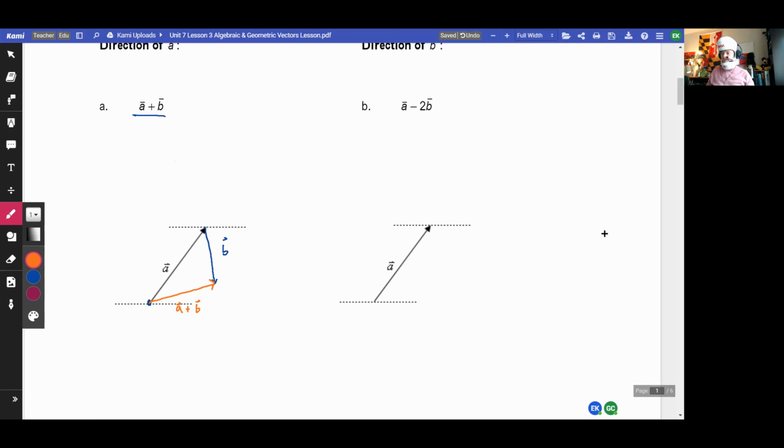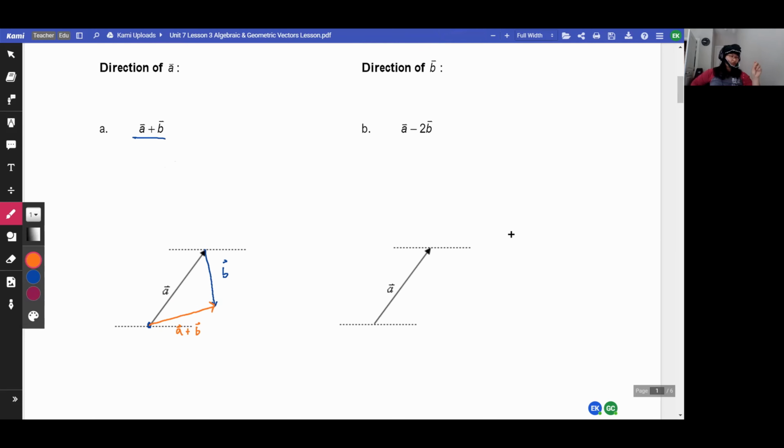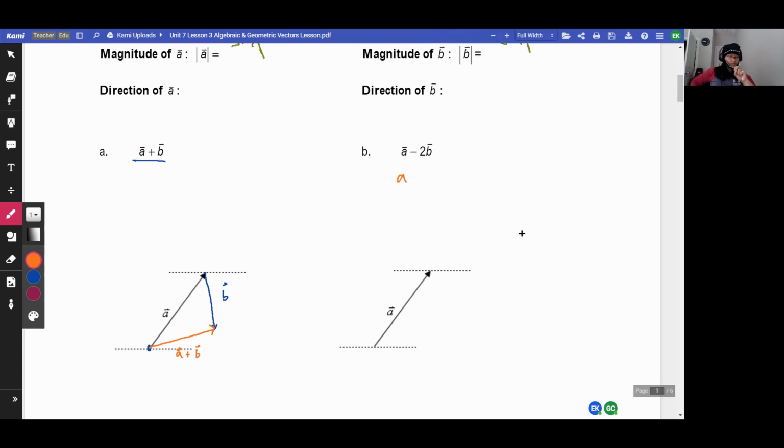Minus 2B. Well, we've talked about this before, where addition and subtraction are actually the same thing, right? So maybe we can think about it in that way, where we have A plus -2 times B. Okay, so what does it mean to multiply a vector by -2? Maybe we can think about this picture I just drew.